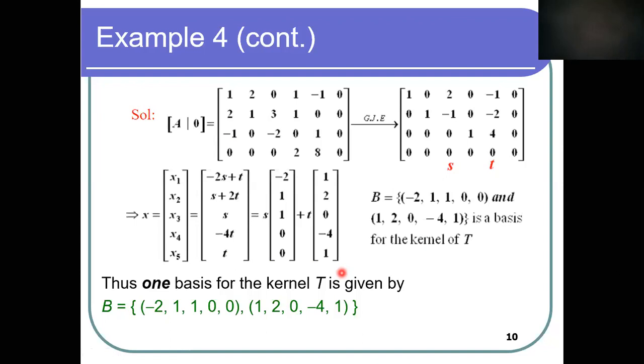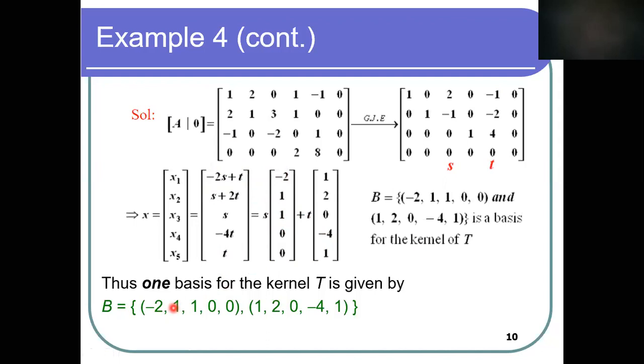And here you can see this column and this column. If you write this in linear combination form, then you can separate the free variables and write these elements in the form of S and T. So these are two column vectors, and we can say these are the basis for the kernel of the transformation.